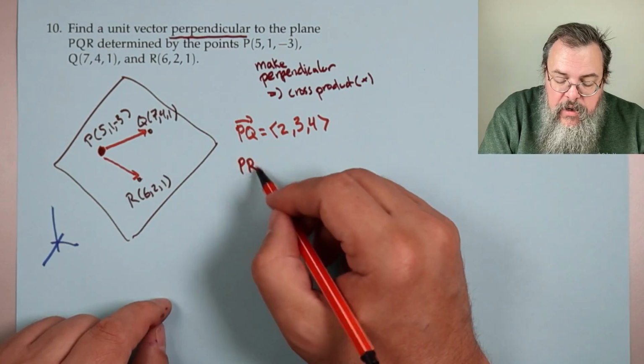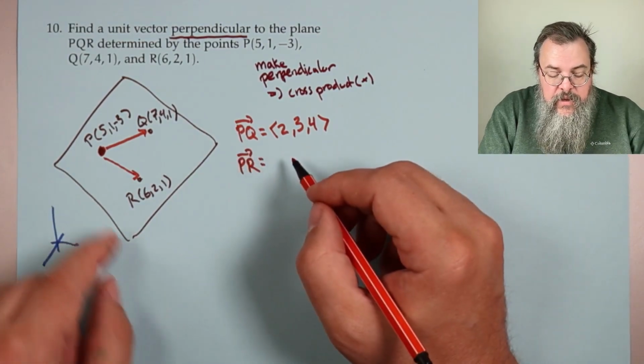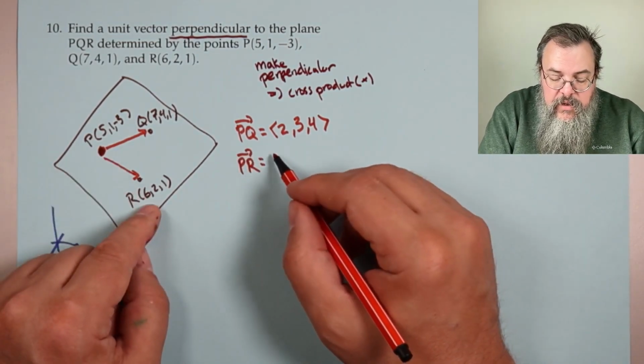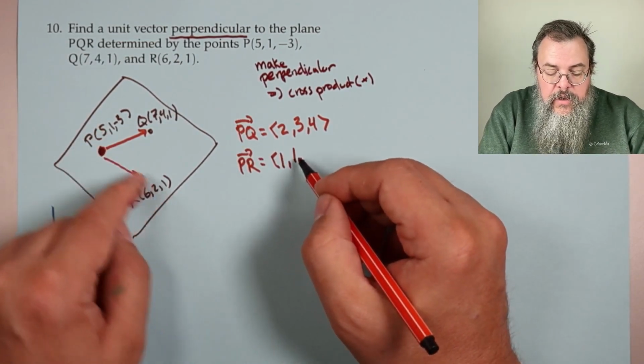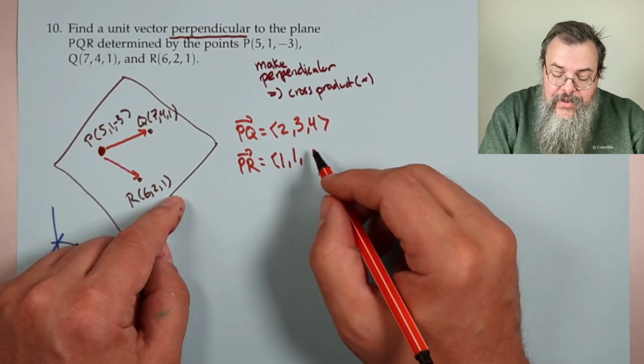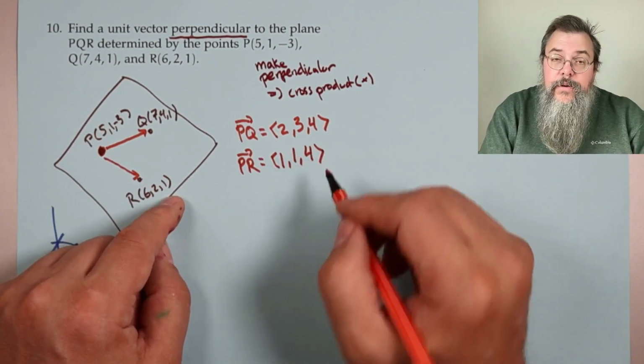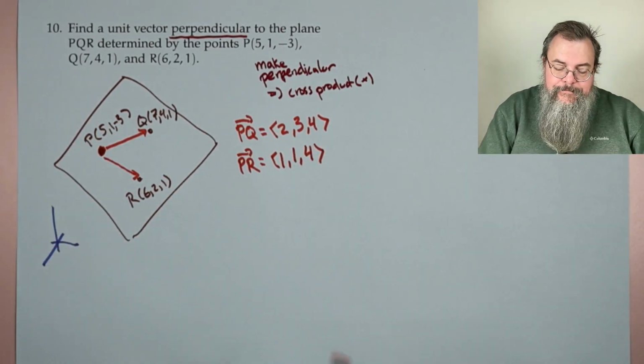How about P to R? All right. 5 went to 6. Change of 1. 1 went to 2. That's a change of 1. Minus 3 went to 1. That's a change of 4. 1, 1, 4. All right.